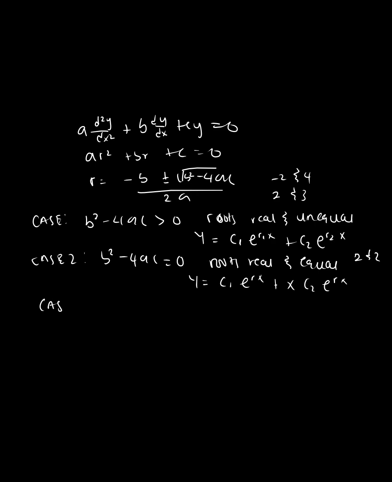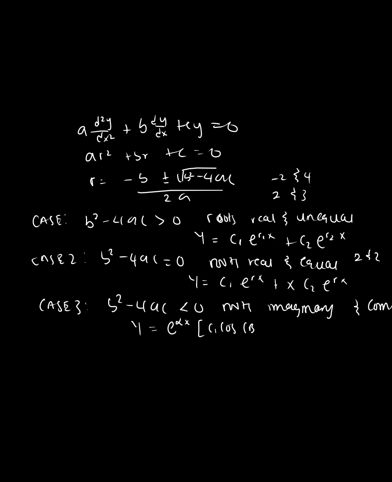Then for case 3, we have b squared minus 4ac is less than 0. When this happens, we say the roots are imaginary and complex, and the formula we use is y is equal to e to the power of alpha x multiplied by c1 cos beta x plus c2 sine beta x. So these are the formulas that we use for the 3 cases. We're going to solve 3 questions to see how these 3 cases will play out.